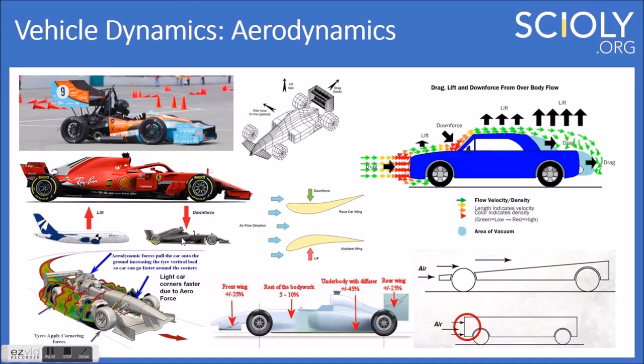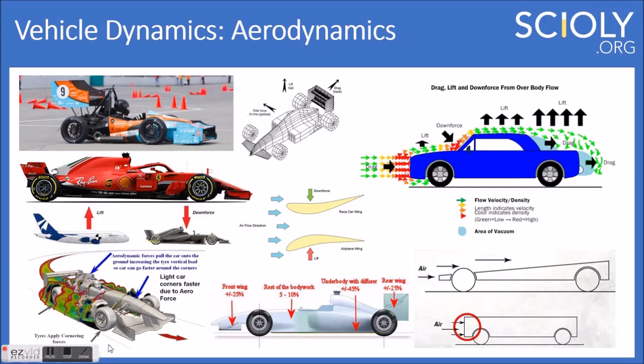Below, we're looking at the differences between aircraft and Formula cars and how they use aerodynamics. Aircraft use it to generate lift, which is an upward force, while Formula cars use aerodynamics to create a downwards force called downforce. You can see what it looks like as a computational fluid model below here.